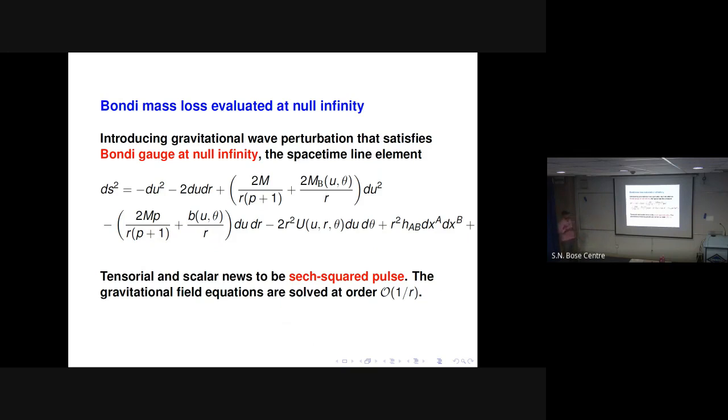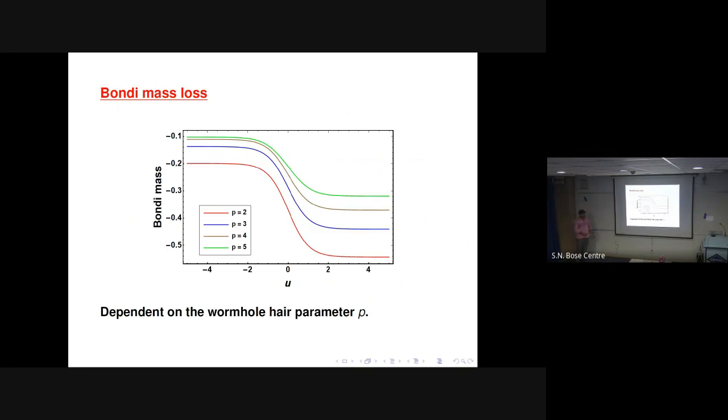So the methodology is that you first prescribe this tensorial or scalar mu function; you have to specify it. The mu function is one of the gravitational wave functions, so it encodes the information of the gravitational wave, which we take as the same hyperbolic square pulse. Then you study the gravitational field equations, which are solved at order 1 by r.